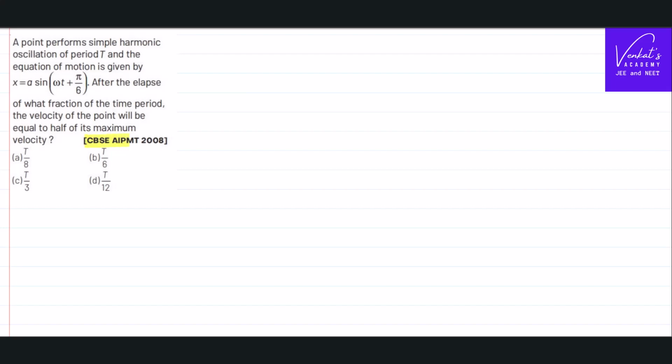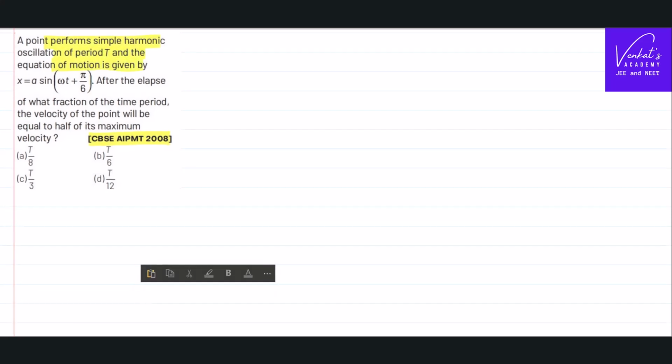This is the previous AIPMT question in oscillations. The question says, a point performs a simple harmonic oscillation with a time period T, and the equation is given for us. The displacement x is given as a sin(omega t plus pi by 6). Now the question is, after a lapse of what fraction of time period, the velocity of that point will be half the maximum velocity.